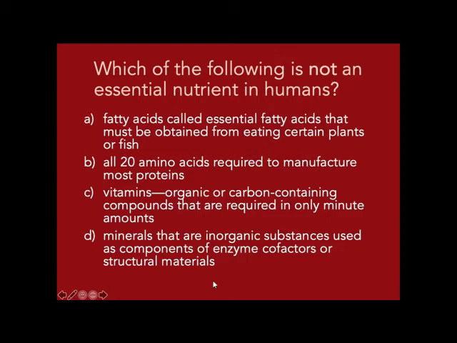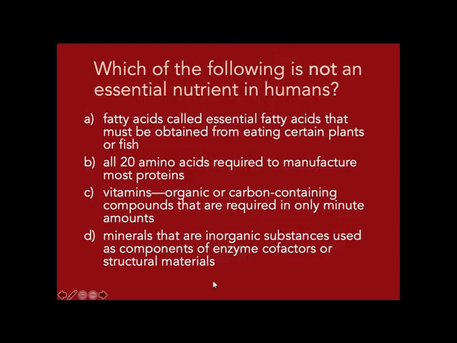All right, let's go through them. Well, can anyone eliminate any of them? Yeah, well, vitamins are essential nutrients, so that's not it. Okay, what else? Minerals are essential, so that's not it. Okay, what else? Well, some fatty acids are essential. I guess essential fatty acids are essential, right? Okay, but then some fatty acids you can make yourself.